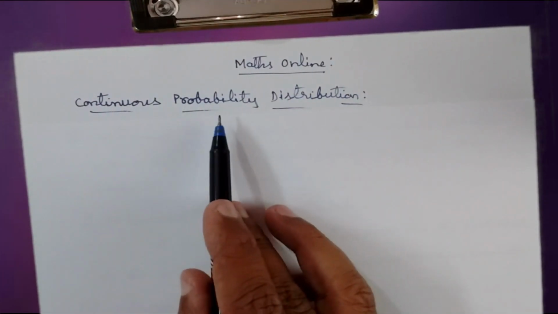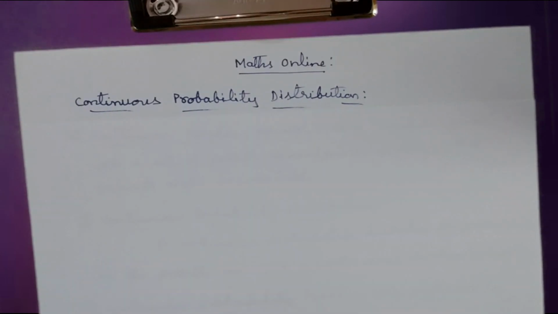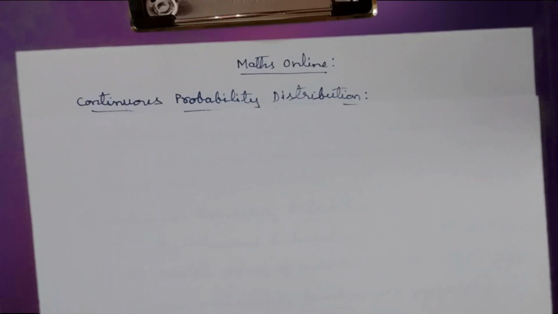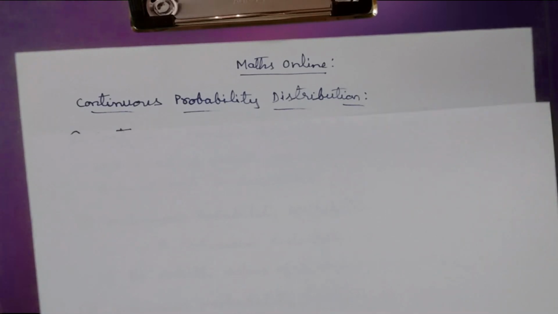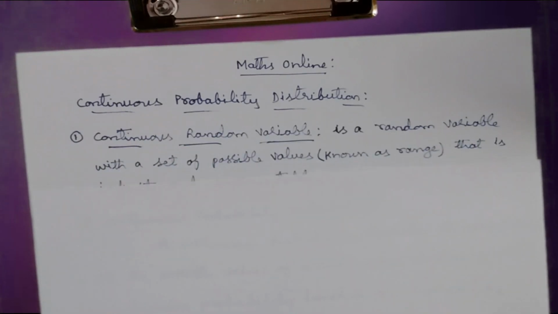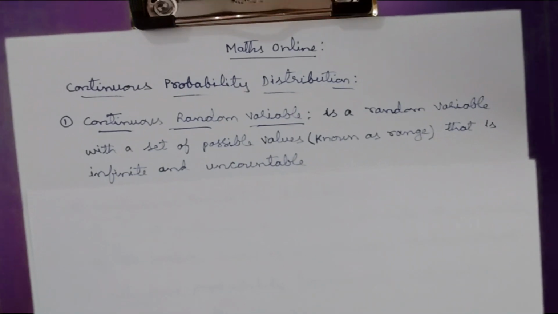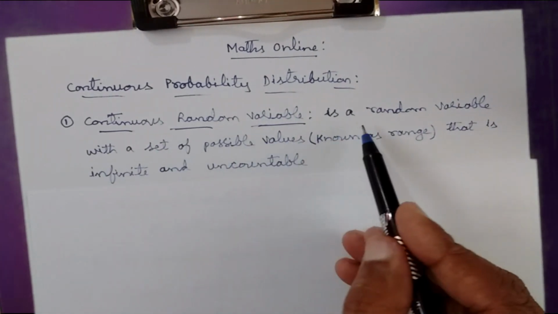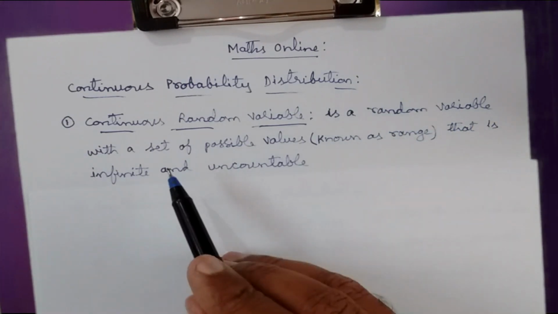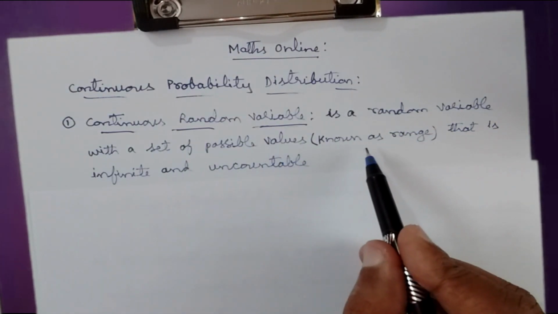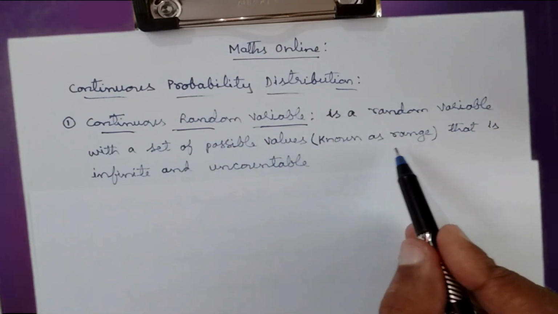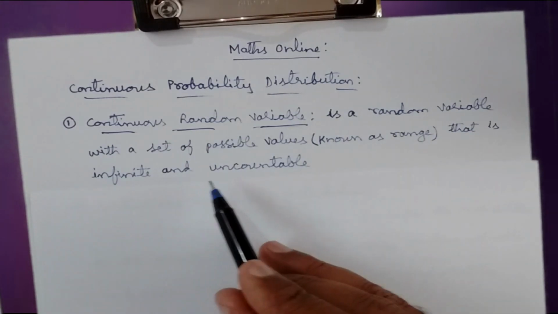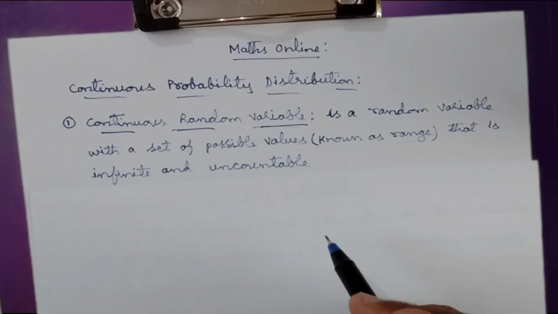Today's topic is continuous probability distribution. To understand the definition of continuous probability distribution, let us first try to study what is a continuous random variable. A continuous random variable is a random variable with a set of possible values, and these possible values are known as range, that is infinite and uncountable.